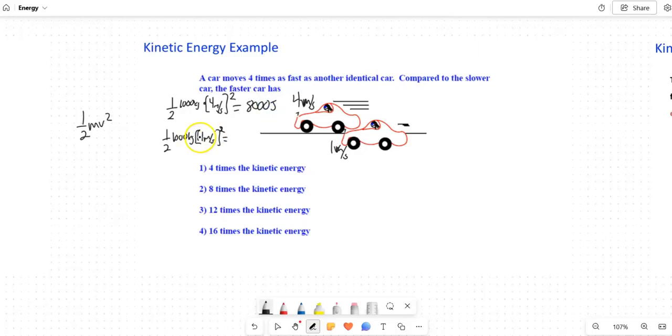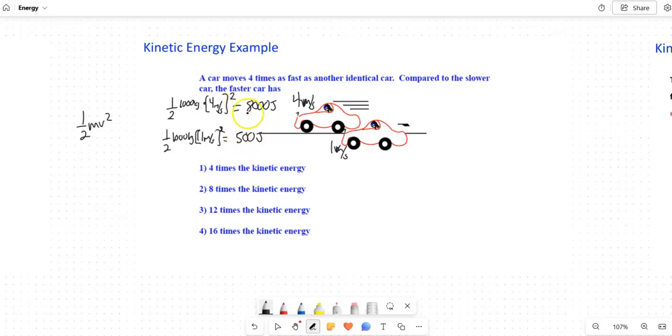The bottom car is going to be, what is that? 1 divided by 2. So this is 1,000 divided by 2, which is 500. So this will be 500 joules.